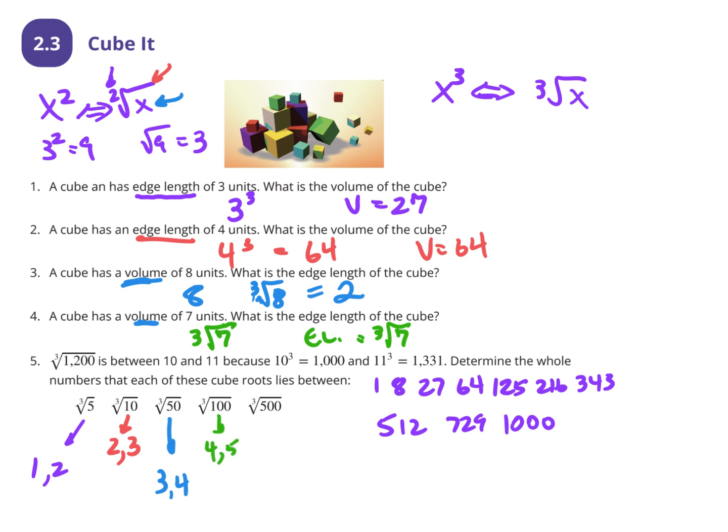And 500 is in between 7 and 8. I should put this in orange. Because 7 cubed is 343 and 8 cubed is 512. So 7 and 8. So these are not perfect cubes. Your perfect cubes is the list I wrote for you on the right. And these are the perfect cubes. You should memorize these numbers, the first 10 perfect cubes, because they come up a lot in math and science problems.